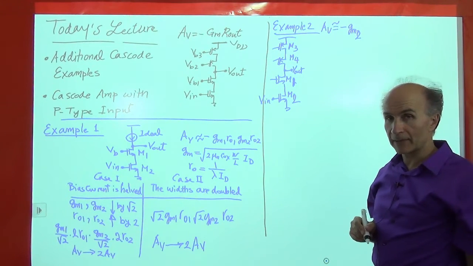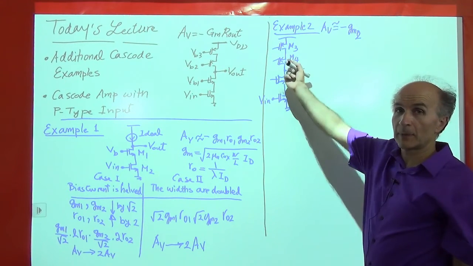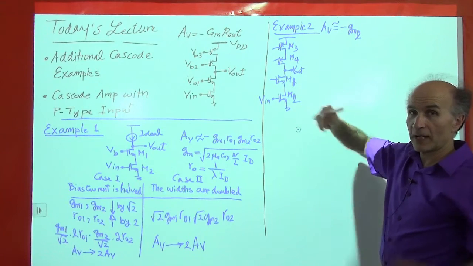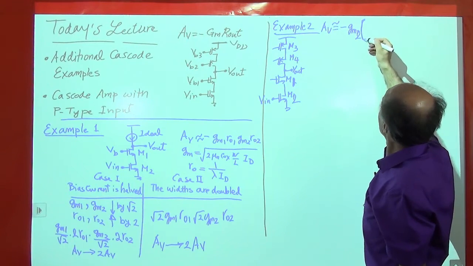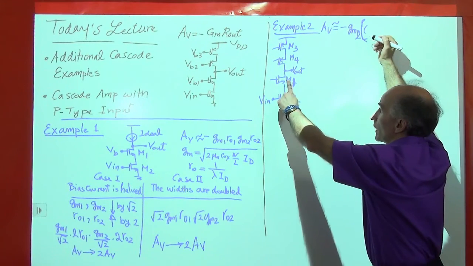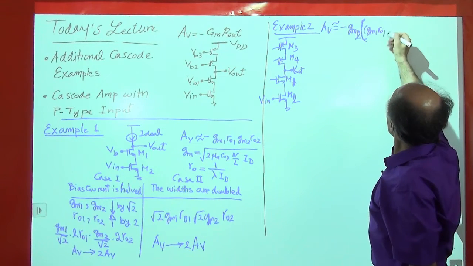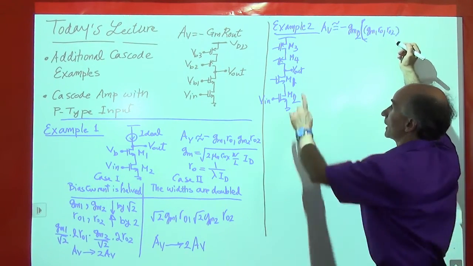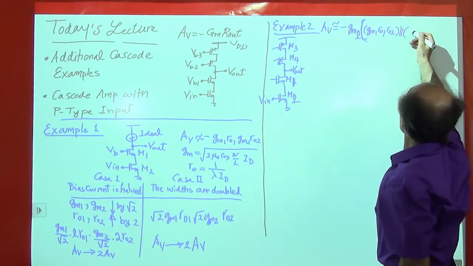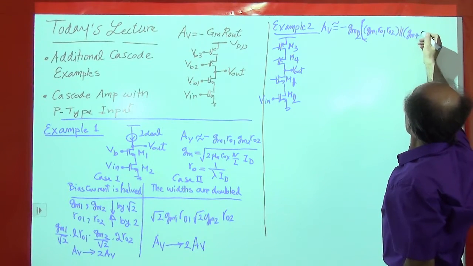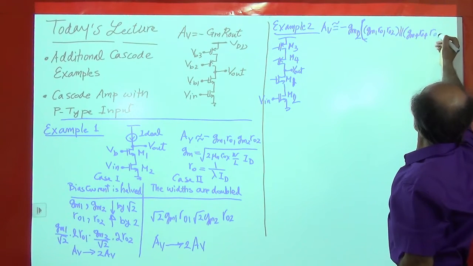And we need to find the output resistance. We said that there's a resistance looking up and a resistance looking down, and those are in parallel. Looking down, we have GM1 RO1 RO2 approximately. And then looking up, we have GM4 RO4, the intrinsic gain of the cascode device, times the degeneration resistance RO3.